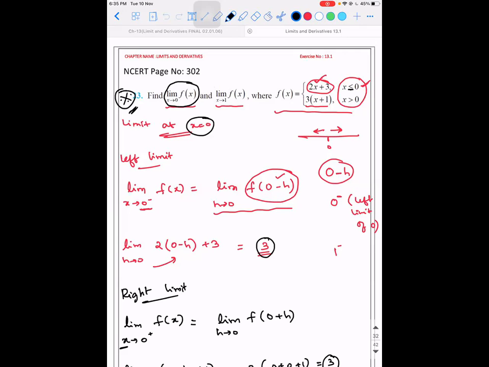The function is broken into two parts, right? One part is 2x plus 3, and the other part is 3 into x plus 1. Both will be equal, sir. No, wait. Where is it broken? At which point is this breakage taking place?